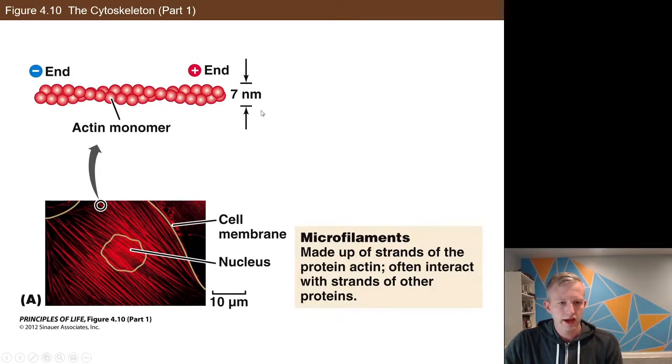So here you can see actin. It's 7 nanometers wide, tiny thing, but within a cell here, there's a nucleus, and we see microfilaments stained in this picture here, and they are all over the place throughout this cell.